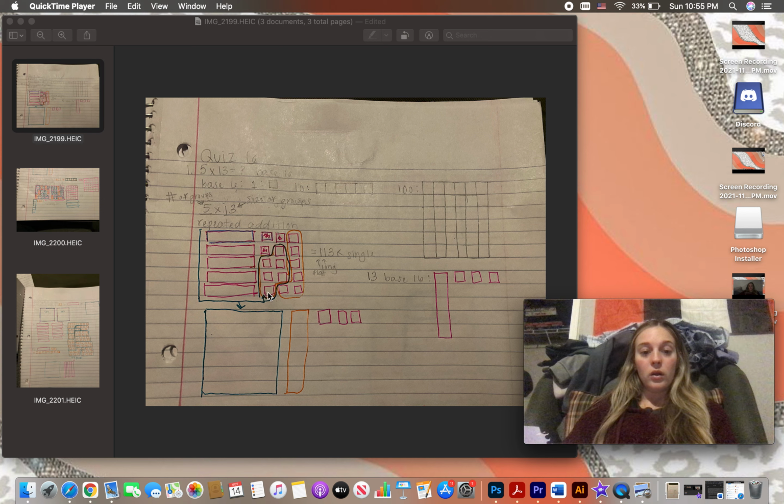And then we're going to regroup the other ones. What's left? 1, 2, 3, 4, 5, 6. There's another group of 6, so that turns into another long. So that's 2 longs right there. And then there's 3 singles, and that can't be regrouped because it's not enough.